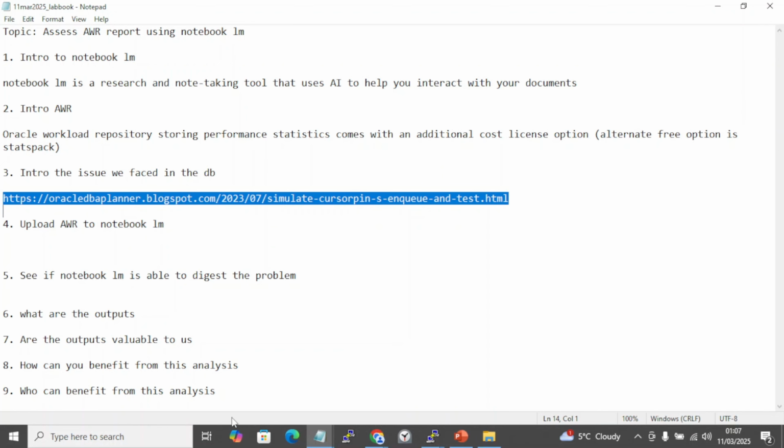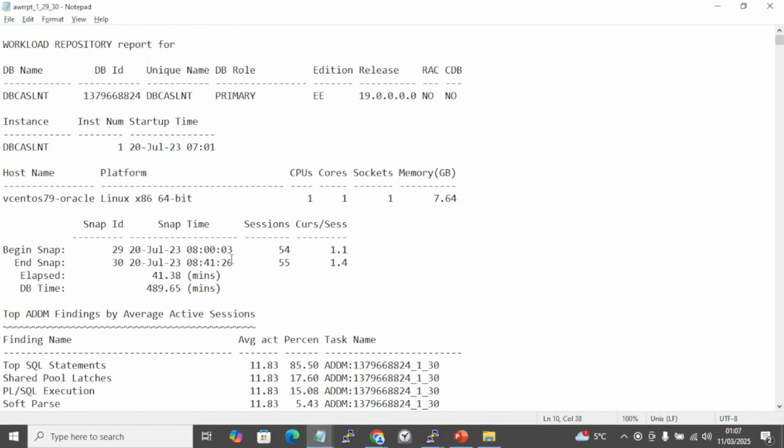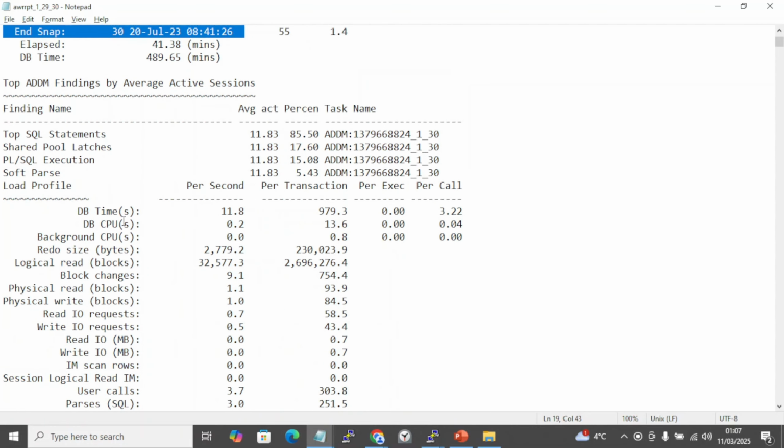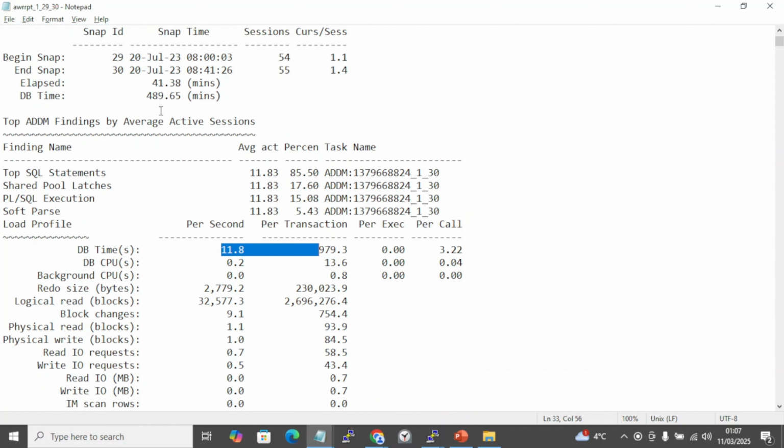So I have an AWR report. I'll show you here. This is an AWR report for my database DBCSILENT. I set up one dummy database only for this purpose, and you can see this is only for a 41 minute window because the performance issue lasted for only 41 minutes, so I didn't add any extra minutes. I only took the sample from the beginning of the issue until the end of the issue, and you can see the DB time was 11 seconds per every second. So automatically the workload is 11, and the DB CPU is nothing, 0.2. So it doesn't spend anything on the CPU.